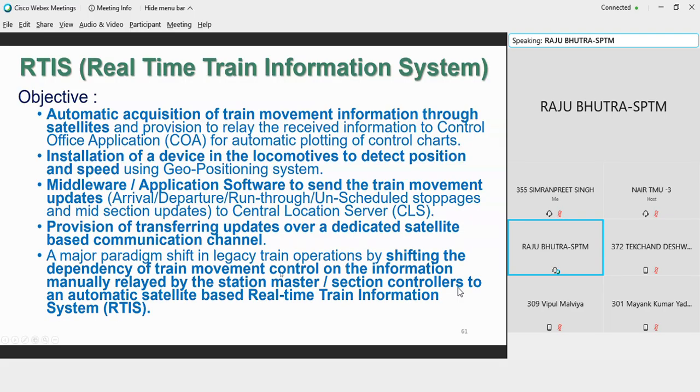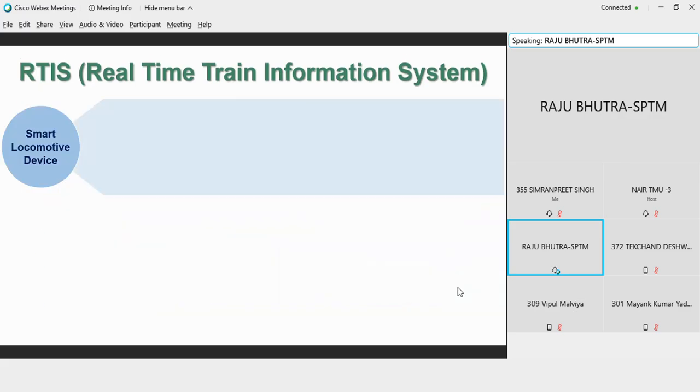And shifting the dependency of train movement control on the information manually relayed by the station master and section controllers to automatic satellite-based real-time train information. So information which was relayed manually by the station masters to the section controllers is now being captured using satellite communication on a real-time basis.